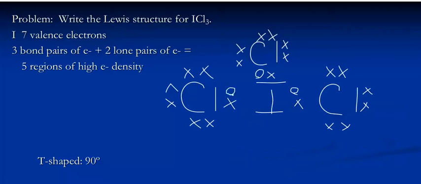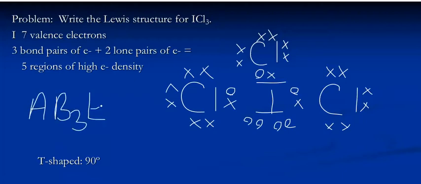So when you draw the Lewis structure, you'll see that the central atom has 2 lone pairs. So the type is AB3E2, and that forms a T-shaped molecular geometry, bond angle of 90.